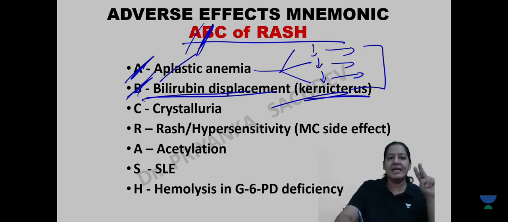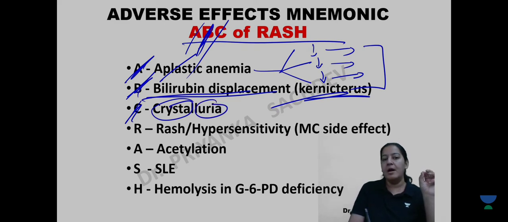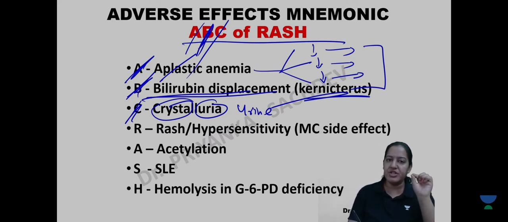You know the mechanism. C stands for crystalluria. Crystalluria means urine में crystals. So sulfonamide is excreted in urine. It is a drug which is excreted in urine, but it forms crystals in the urine. So sometimes patients have problems in micturition, painful micturition and urinary tract infection. So crystals in the urine, right? Number three, crystals in the urine.